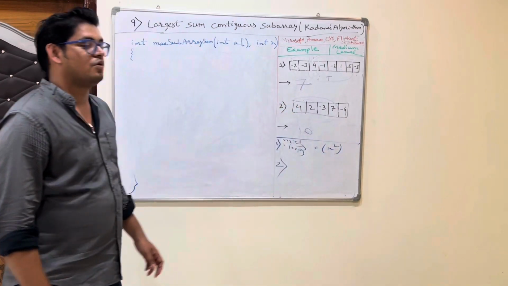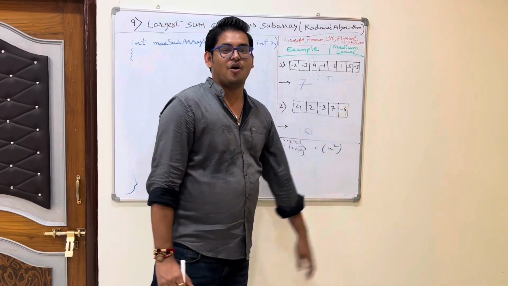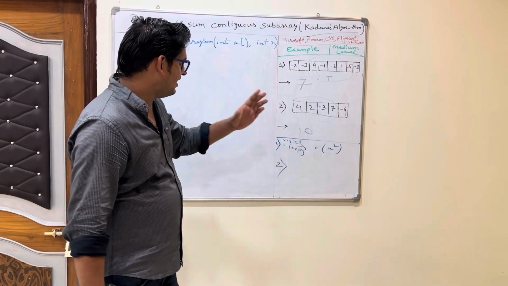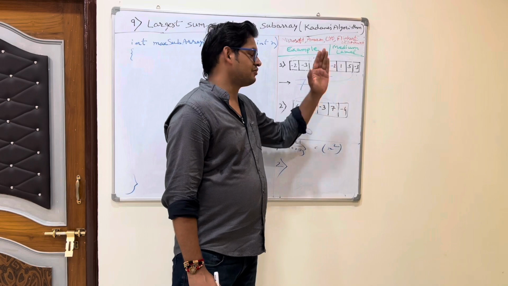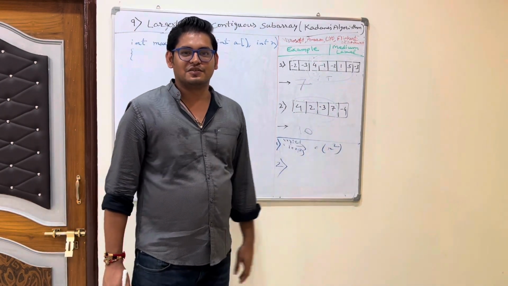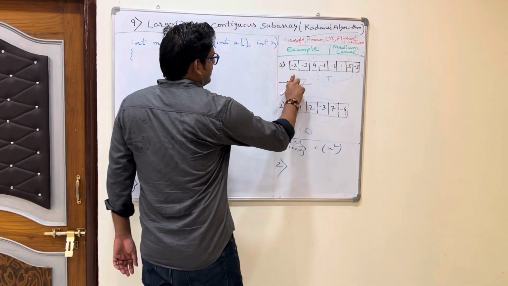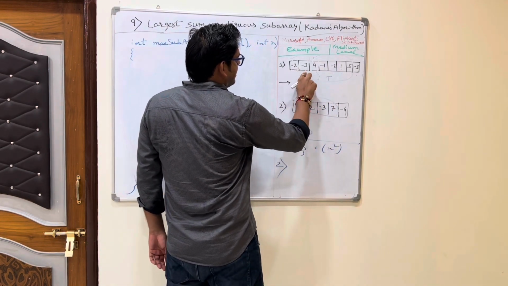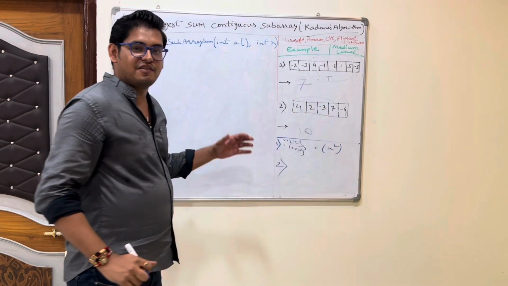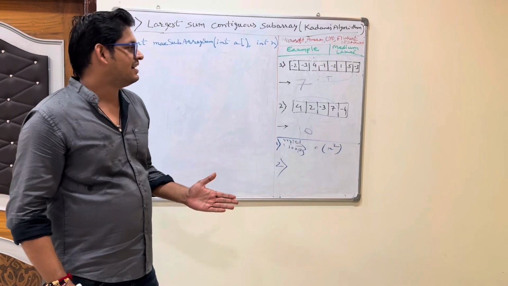Now what would be the optimal way of solving this? We just discussed the optimal way while we tried to find out the solution for this example. What is the intuition? When we were discussing this example, I was taking these are negative, so let's not include them, because whenever we include a negative number, the sum will decrease, right?